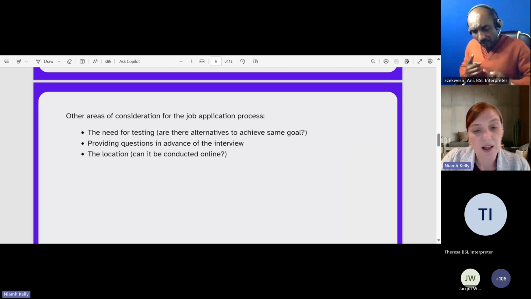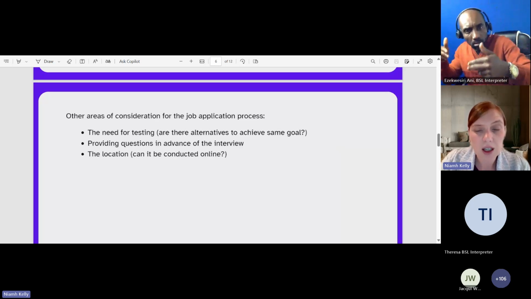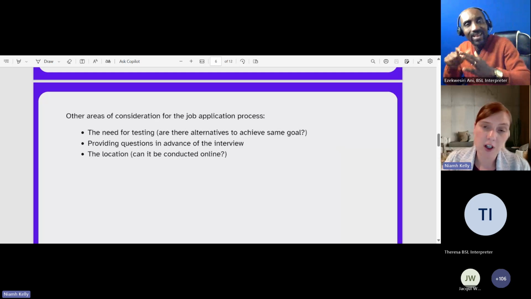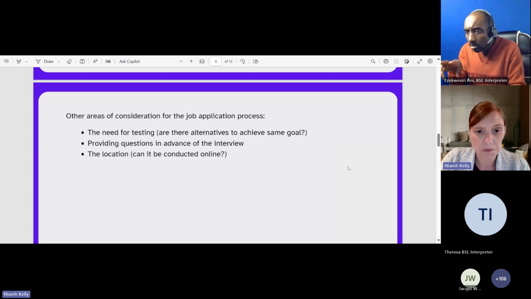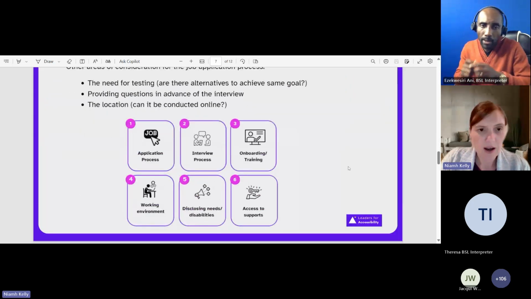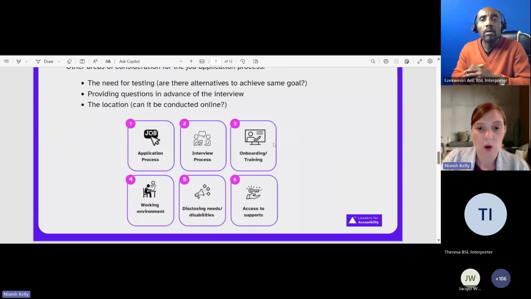And the location, can it be conducted online? We heard from Erin today, who is hard of hearing, and having an in-person meeting could be more difficult for her because she can't rely on captioning within that. Yeah, and so there's a lot of questions that you can break down across all of these things.